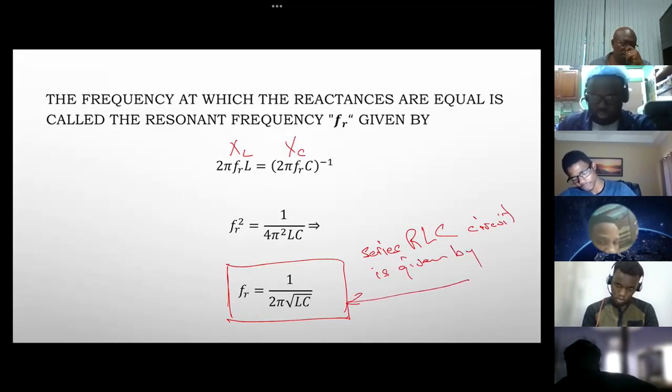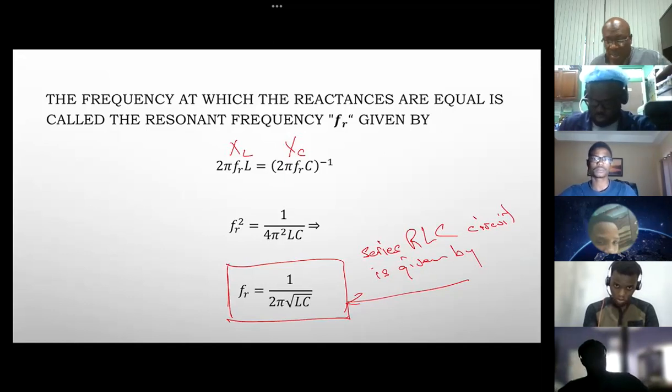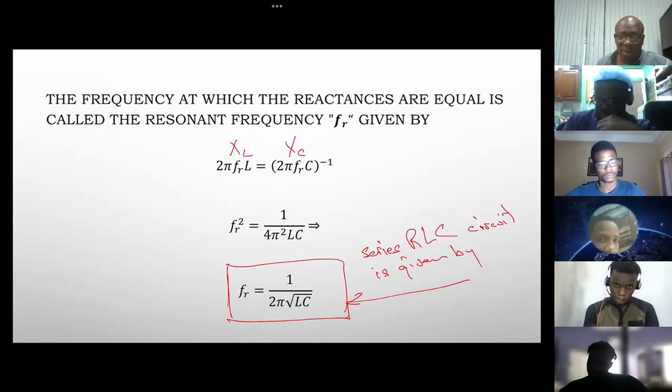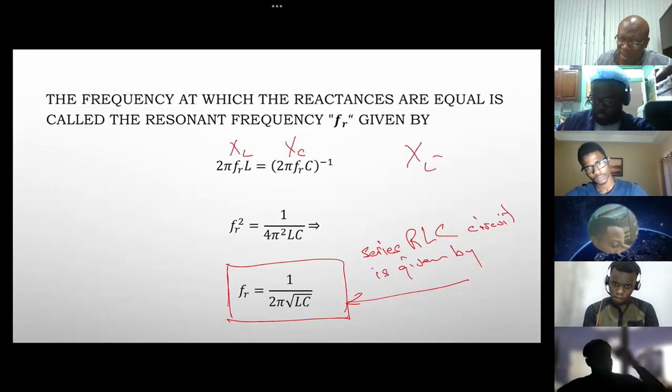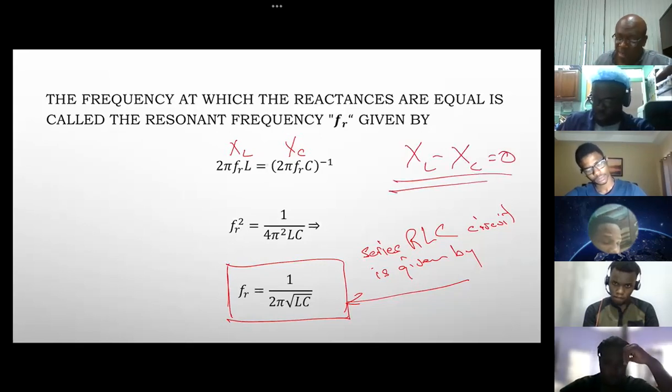All right. So the early part of the class this morning, we're just going to go through getting all these formulas out of the way. Good. Now, we said that at this resonant frequency, XL is equal to XC, which means that XL minus XC is equal to 0.